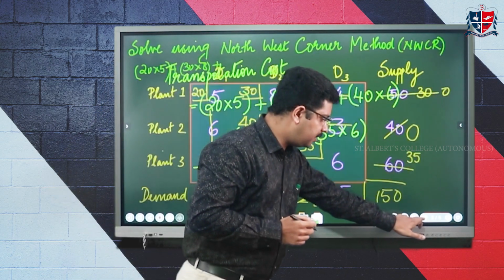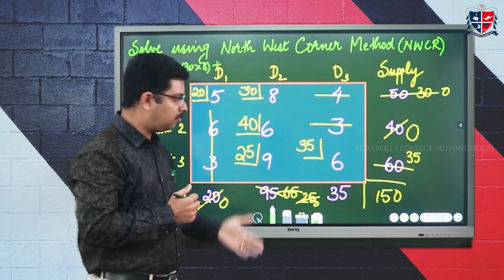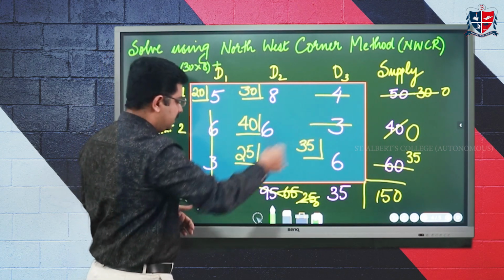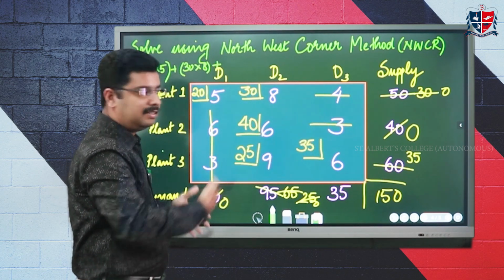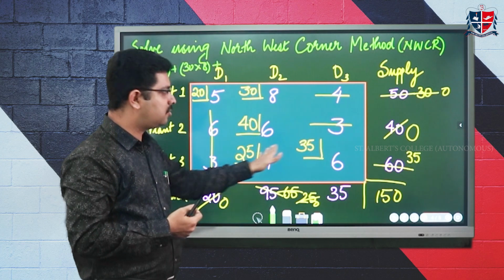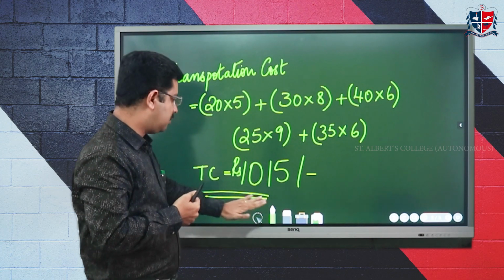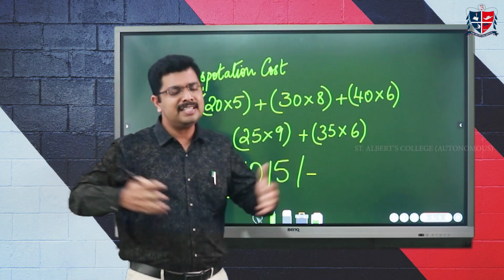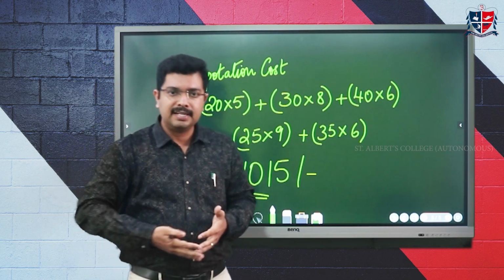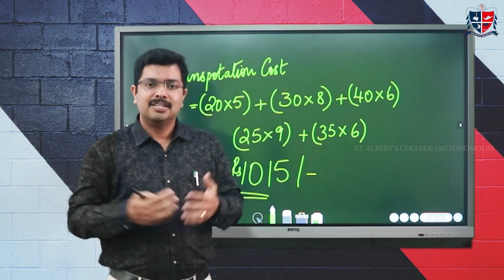I'll just repeat what we have done. We initially checked whether this is a balanced or unbalanced problem and started allocating from the northwest cell. We calculated, subtracting the supply and the demand accordingly, and we did all the allocations in the northwest corner cell method. Finally, we found the transportation cost and got the value as 1015. It's a very simple method of finding out the transportation cost. I hope with more practice, you will be able to do it much more easily than what we initially thought it to be. So thank you very much.